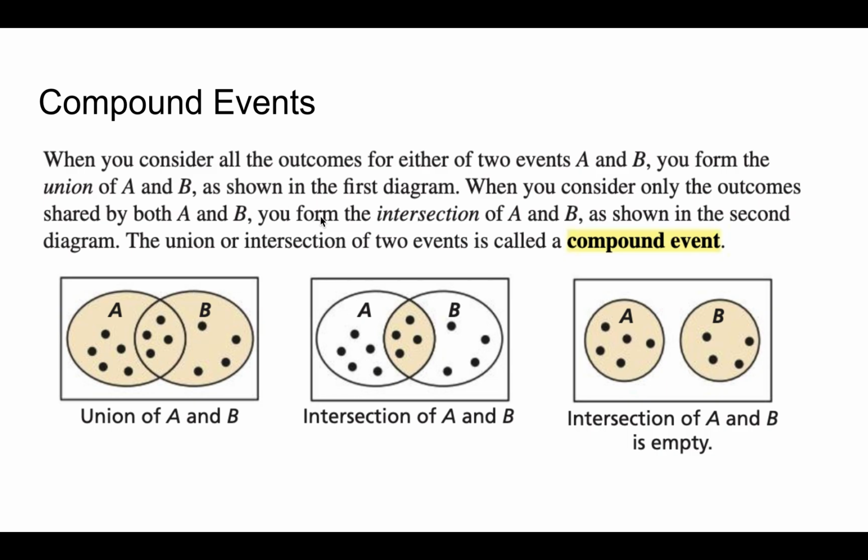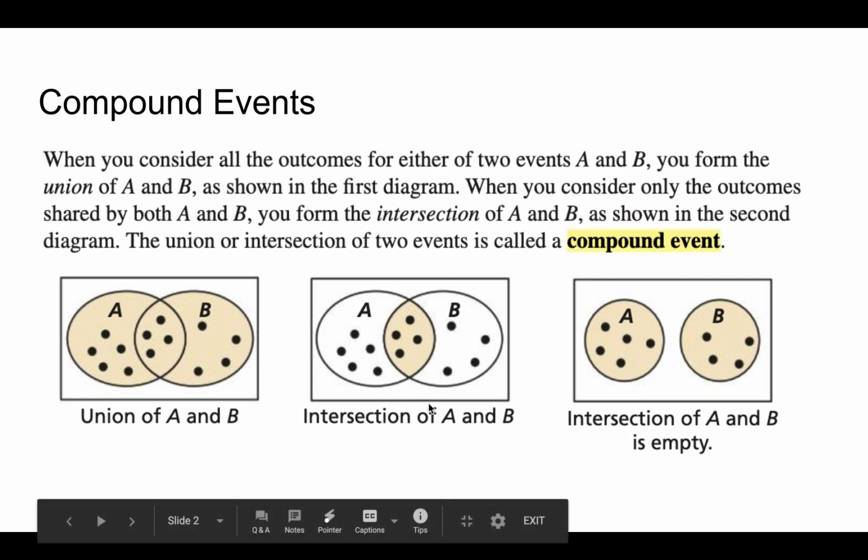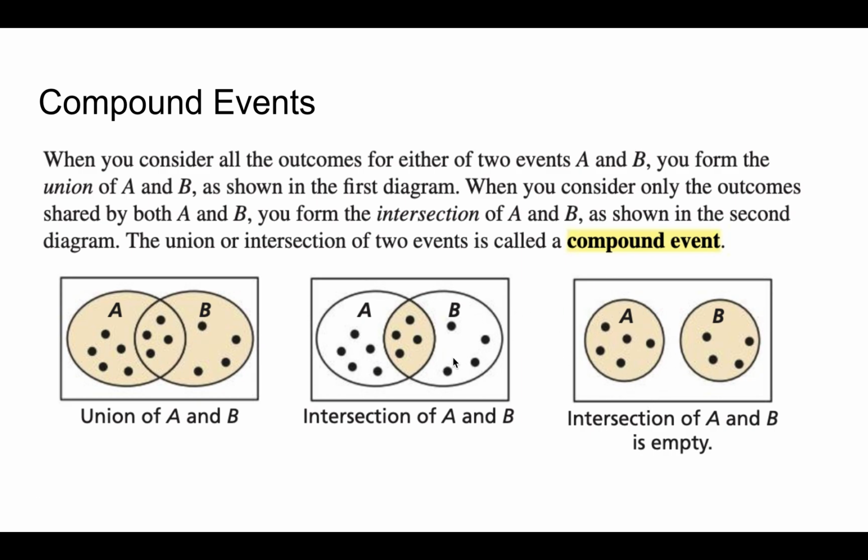Then, when you consider only the outcomes shared by both A and B, you form the intersection of A and B. So this is the intersection here. You're only considering outcomes that are shared or that satisfy both A and B. Here's another example of an intersection where they don't overlap, and we'll talk a little bit more about that on the next slide. But a compound event is really some combination of two or more events.